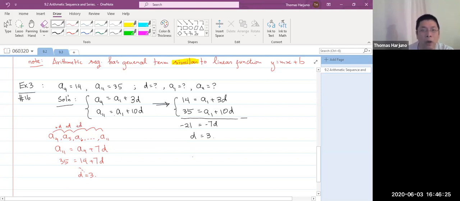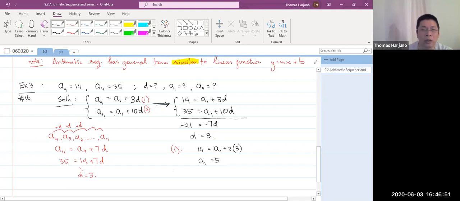Now then, that's the common difference 3. Okay, then how do I find the first term? Then you plug into either one of these equations here, either equation 1 or equation 2. Let me put it in equation 1. So the fourth term, which is 14, equals a sub 1 plus 3 times the common difference 3, which is 9. So the first term equals 5.